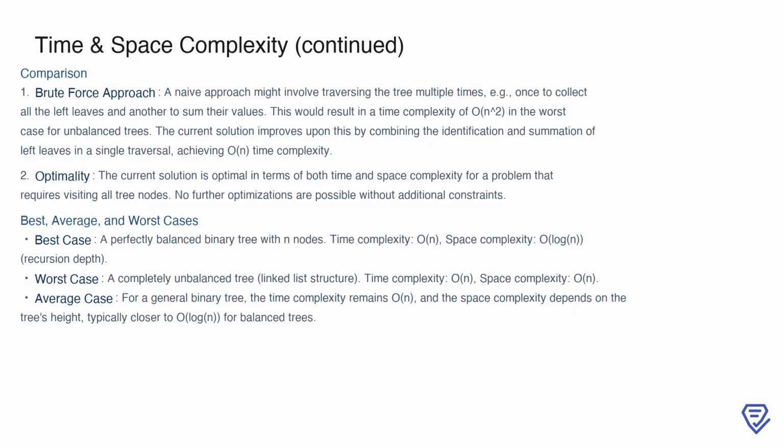In terms of optimality, this solution is the best possible for a problem requiring every node in the tree to be visited. No further improvements are feasible without imposing additional constraints. Considering different scenarios, in the best case of a perfectly balanced tree, the time complexity remains O(n), while space complexity is O(log n). For the worst case of a completely unbalanced tree, both time and space complexity are O(n). In general, for an average binary tree, the time remains O(n), and the space complexity typically aligns with the height, often closer to O(log n) for reasonably balanced trees.